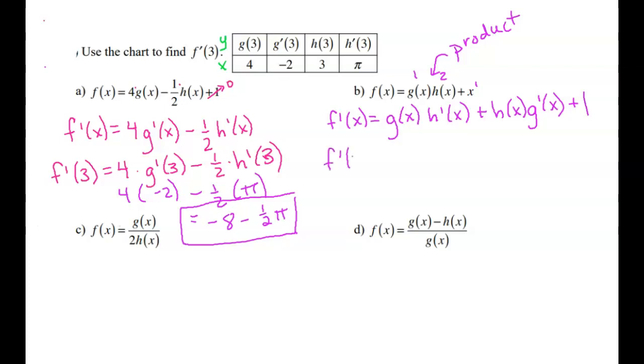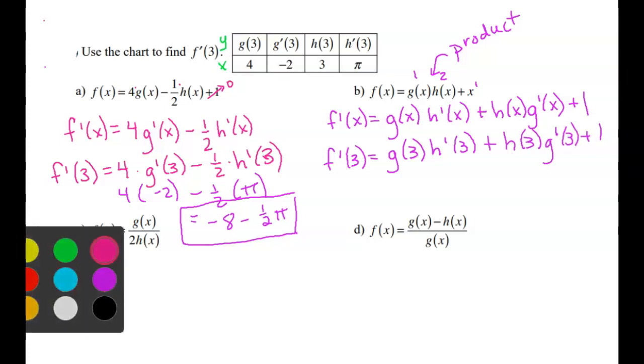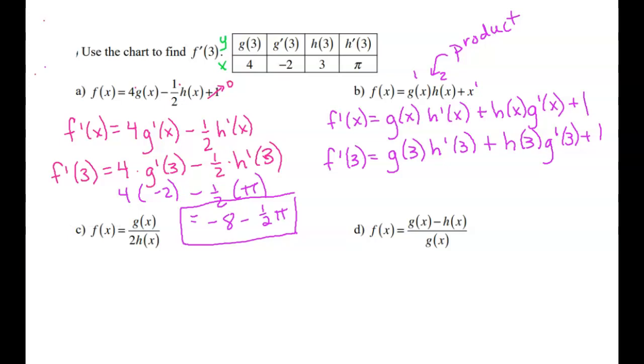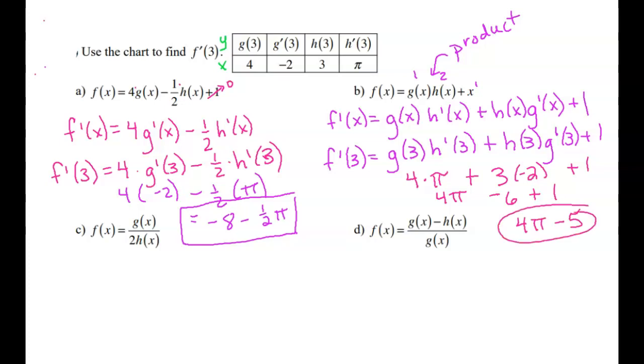So then we can substitute 3. So I know you can do this without writing it. I'm fine with that too. I'm just writing it all out so everything is very clear. So g of 3 is 4, h prime of 3, h of 3, and g prime of 3. So what do we get? 4 pi minus 6 plus 1, which is 4 pi minus 5. That's f prime of 3.